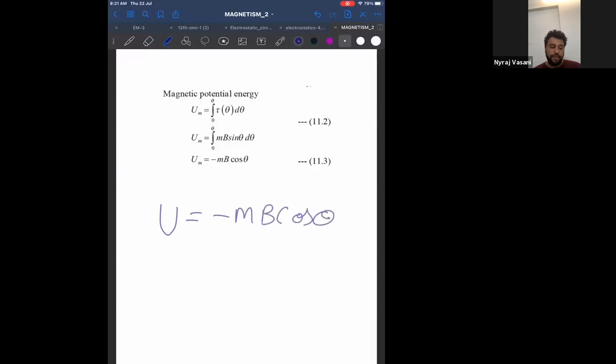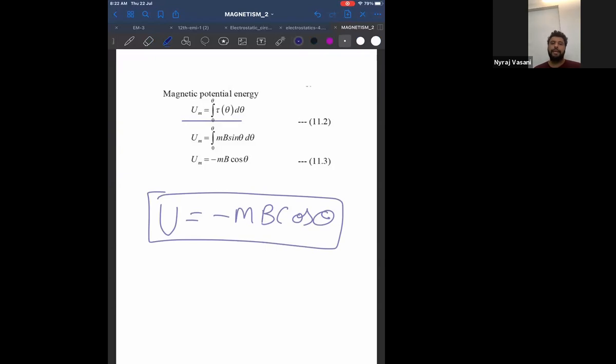How did I get this formula? Because magnetic potential energy is nothing but integration of torque. You don't need to know these notations. You just need to know that integration of torque is magnetic potential energy. And the formula for magnetic potential energy is minus MB cos theta.